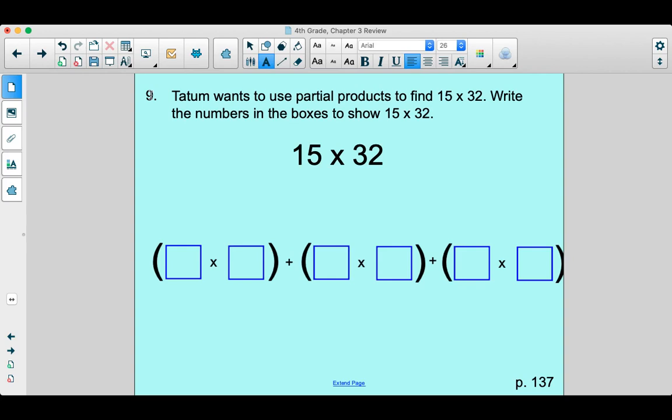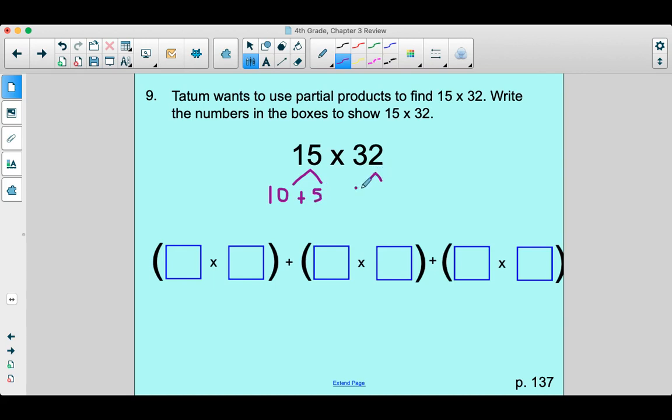Tatum wants to use partial products to find 15 times 32. Write the numbers in the boxes to show 15 times 32. Remember, we can just break up our numbers. So we've got 10 plus 5 makes 15. We've got 30 plus 2 makes 32. Remember this from way back when you were in first grade? It comes back to haunt us. Even in 4th and 5th grades, we're still using the ideas of number bonds and breaking apart numbers, right? So we need to make partial products. So we need to multiply.